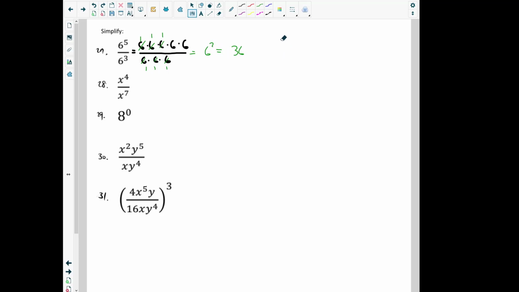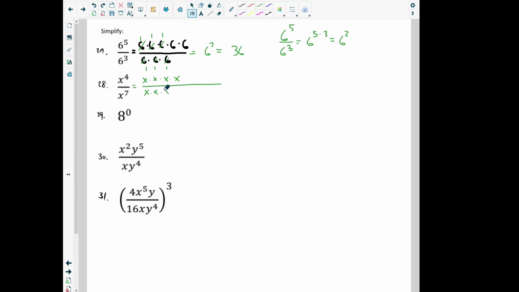Okay? The other way to do the problem is that we know that when we divide bases that are the same, we simply subtract the powers. So 6 to the 5 minus 3 is 6 squared, which of course is 36. Okay, same thing here. We could do 4 minus 7, but it's a little bit longer to do that way, so it's better to just think of it this way. And you don't actually have to write this out. You can just picture 7 at the bottom.